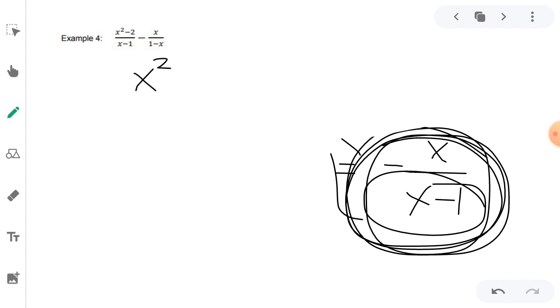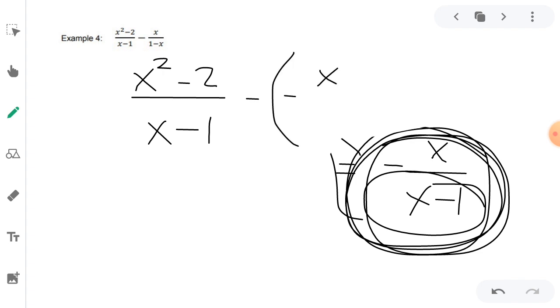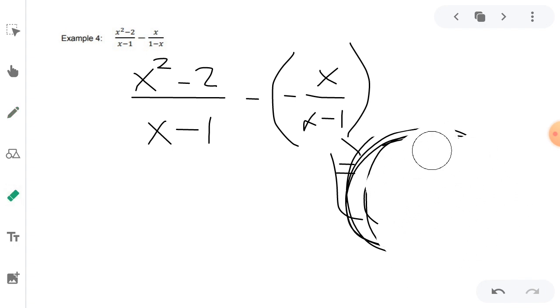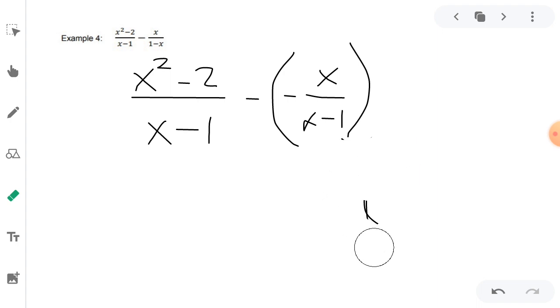So, x squared minus 2 over x minus 1 minus negative x over x minus 1. Kasi ito na yung nakuha natin kanina. So, burahin na natin ito. Next step, yung negative natin is we need to multiply.